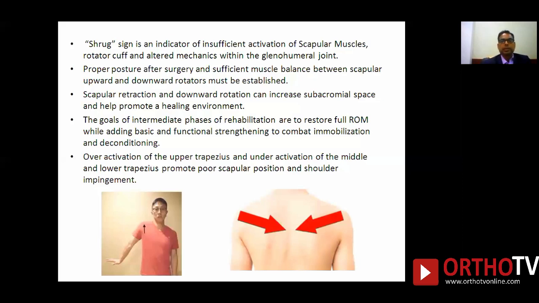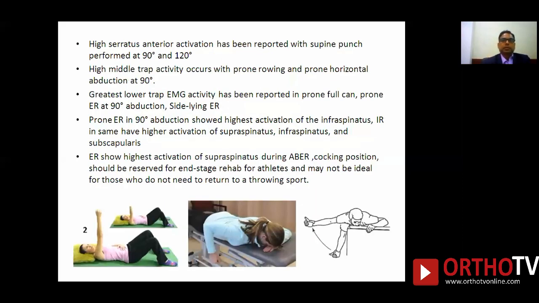Overactivation of the upper trapezius and underactivation of the middle or lower trapezius promotes poor scapular position. So the proper strengthening of all three scapular muscles, upper trap, middle trap, and lower trap, is very important.